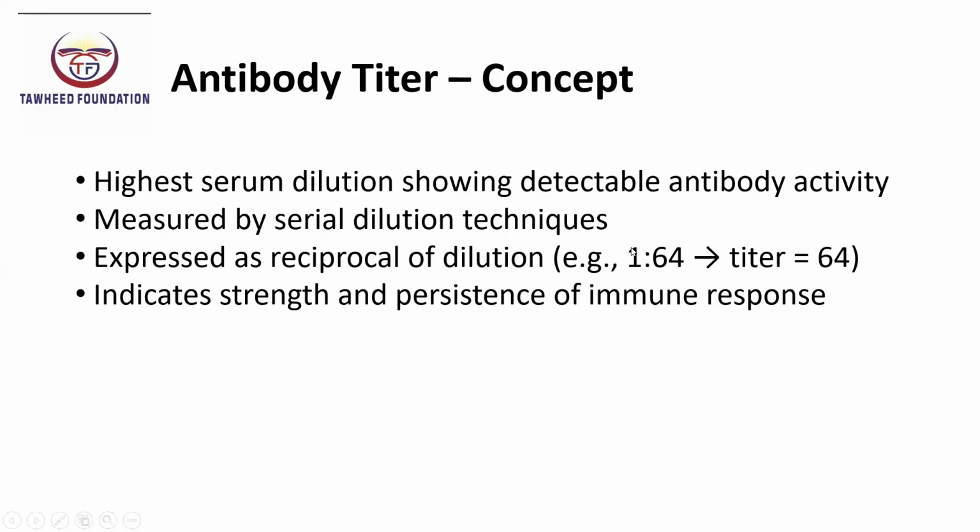For example, if the reaction is visible up to a dilution of 1 in 64, the antibody titer is reported as 64. A high antibody titer indicates a strong immune response or recent exposure to an antigen, while a low titer suggests either recovery or absence of infection. In medical diagnosis, comparing antibody titer in two serum samples taken at different times helps determine whether an infection is recent. A fourfold rise in titer usually confirms an active infection or successful immunization.